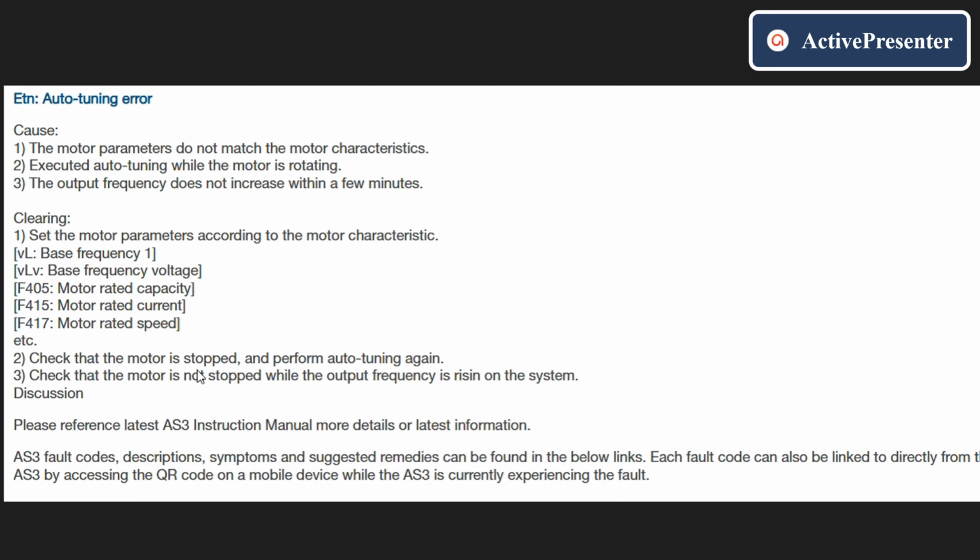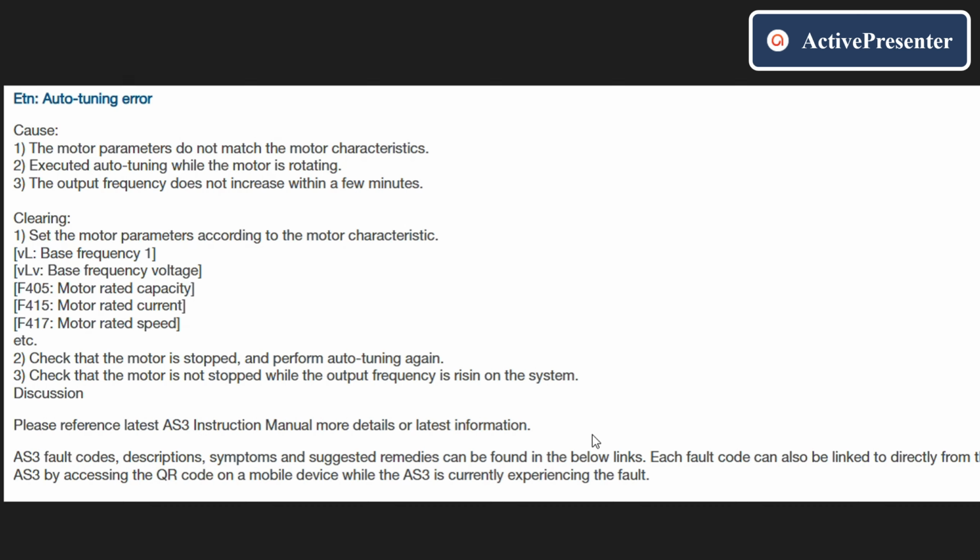So we will talk about the Toshiba VFD error ETN, Auto Tuning Error. Normally it occurs when you are doing auto tuning of your motor, like when you are initially installing your VFD, and at that time you get the auto tuning error. Doing auto tuning means you are trying to run the motor and trying to get all the real data of your motor into the VFD. Okay, so normally it occurs at that time.